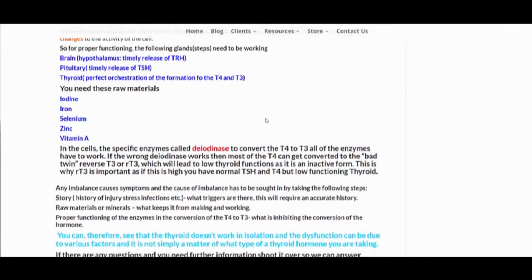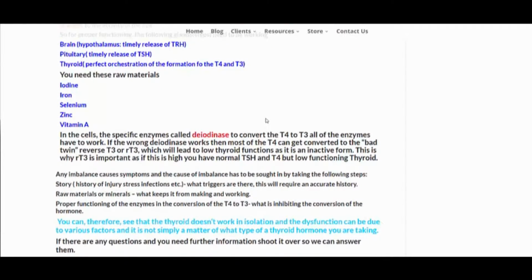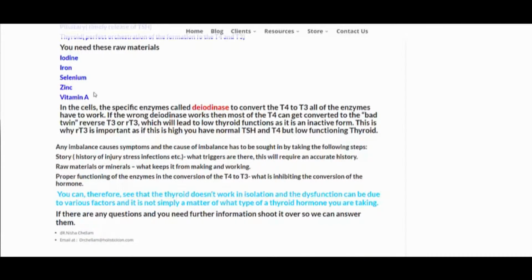So in summary, proper functioning requires the brain to function well, the TRH hormone to function well, the TSH produced by the pituitary, the thyroid stimulating hormone, to function well, the thyroid itself to produce the T4 and T3, and then you need the raw materials for the action of the thyroid, the iodine, the iron, selenium, zinc, and vitamin A.